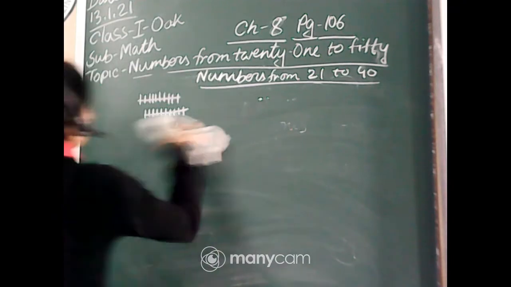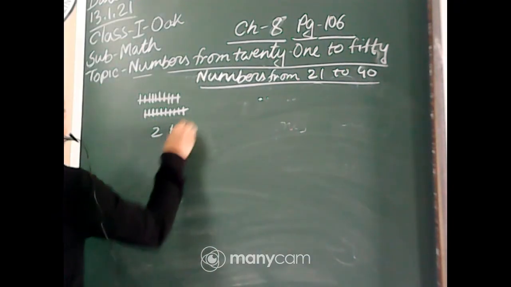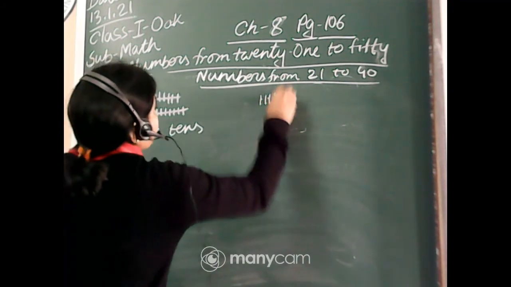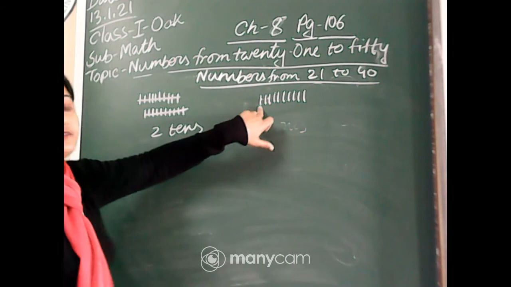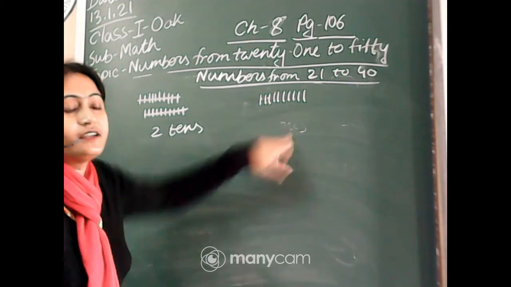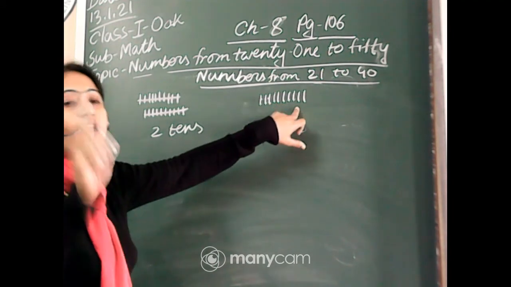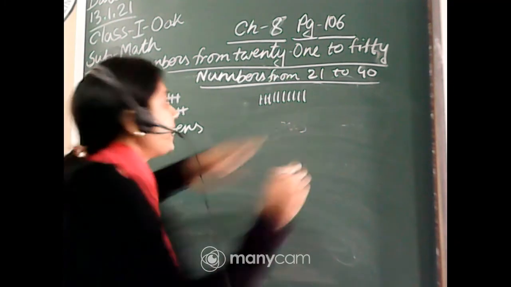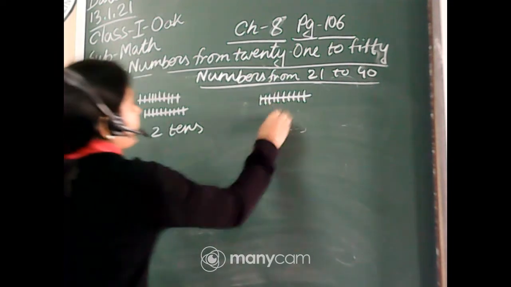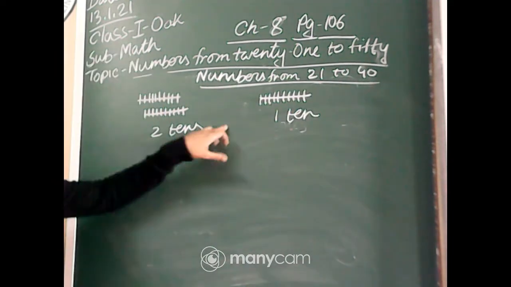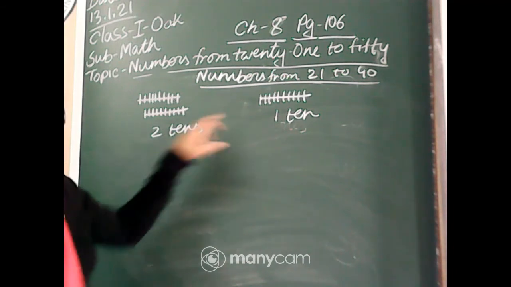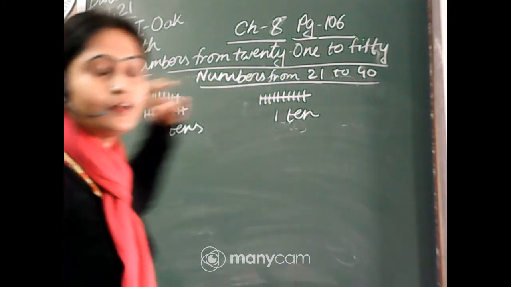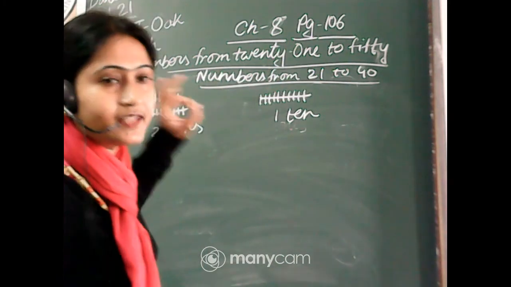Look here. 2 tens, 9 ones, then 10 ones. 1, 2, 3, 4, 5, 6, 7, 8, 9, 10. 2 tens and 9 ones, then 10 ones. 10 ones means 1 ten. So this is also one bundle of 10. 2 tens plus 1 ten. What is the number? 3 tens. Very good. 3 tens means 30.